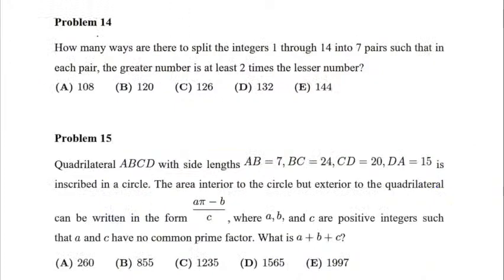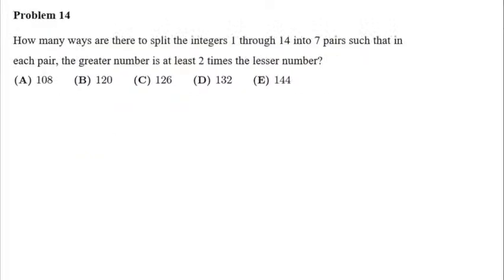Problem number 14, AMC 10A, 2022. How many ways are there to split the integers 1 through 14 into 7 pairs, such that in each pair the greater number is at least 2 times the lesser number? Okay, so let's write the numbers 1, 2, 3, 4, 5, 6, 7, 8, 9, 10, 11, 12, 13, 14.